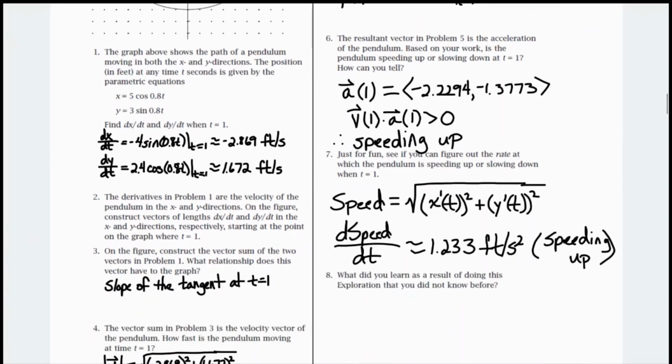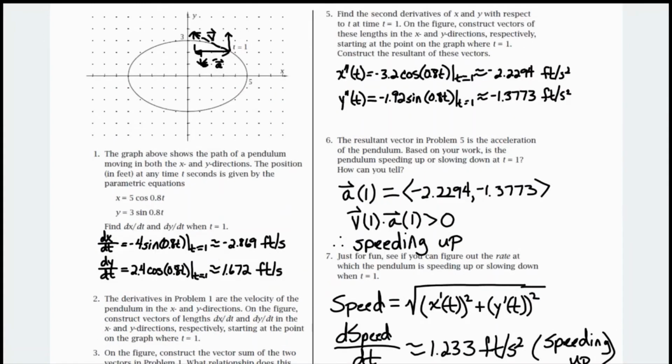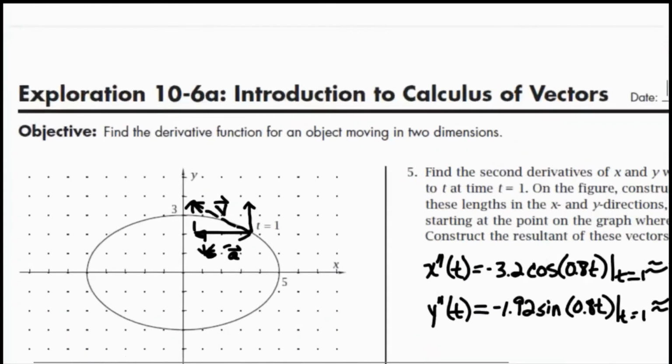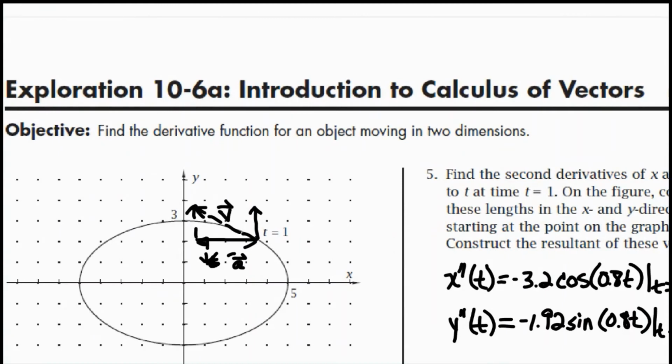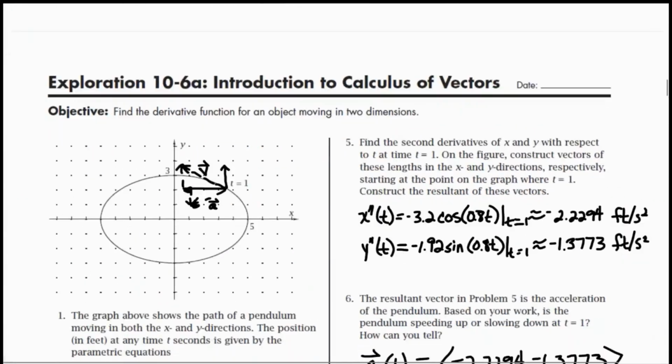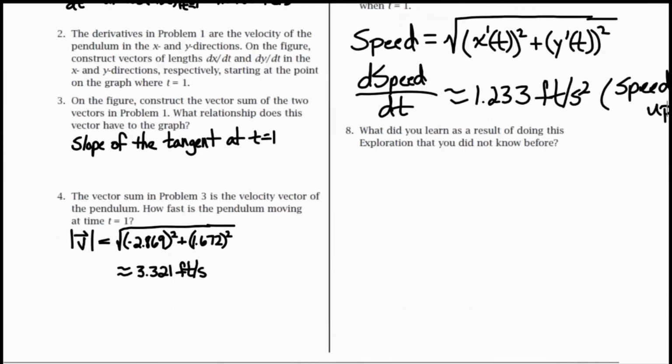Okay, so number 2, it says the derivatives in problem 1 are the velocity in the x and y directions on the figure. Construct these, and then we want to graph the resulting vector in number 3. So you can see I graphed those two, and I can see that my velocity is tangent to the path, that elliptical path that I have there.